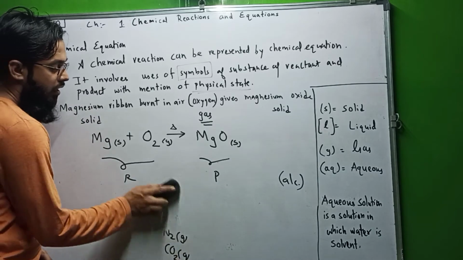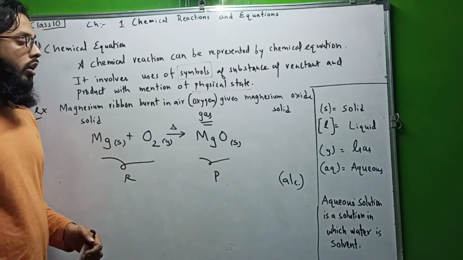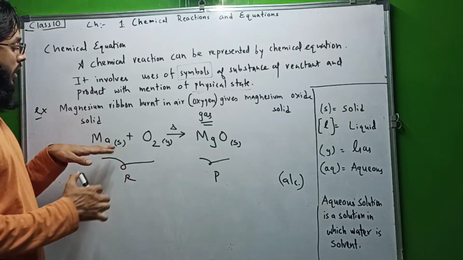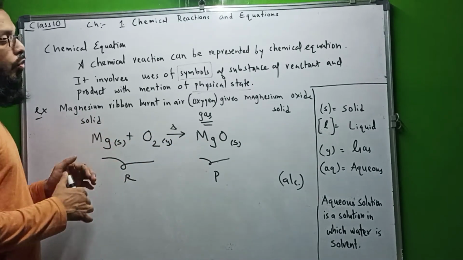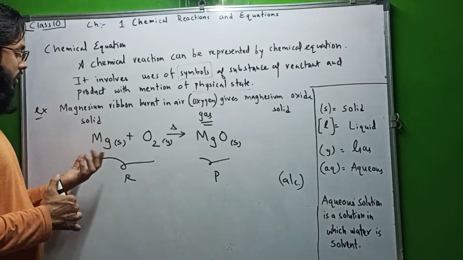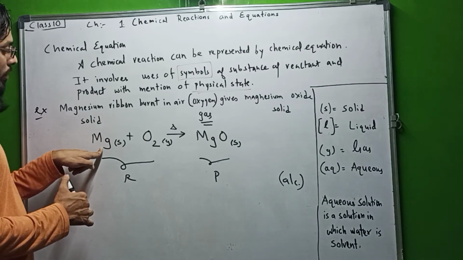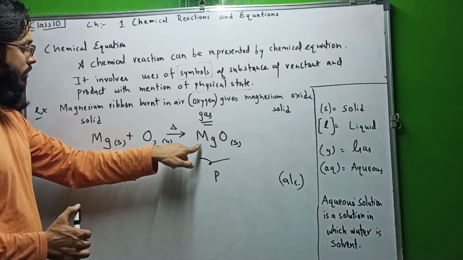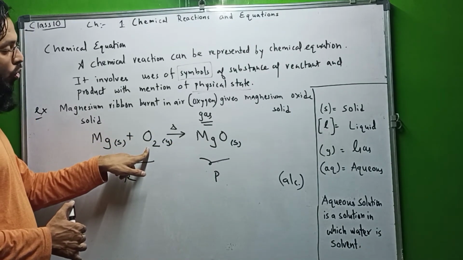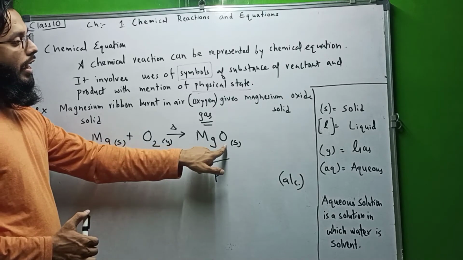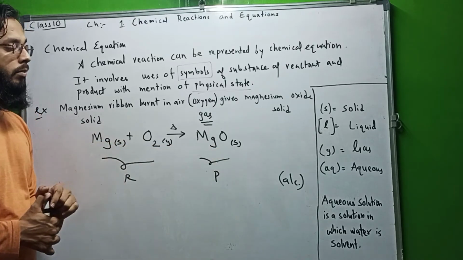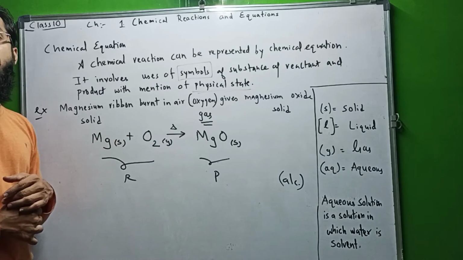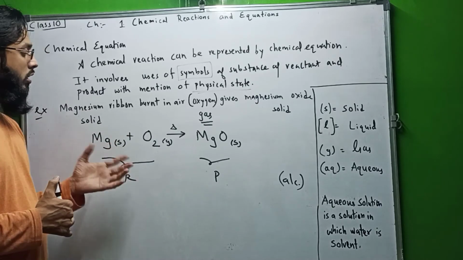Now dear students, there is a topic called balanced equation. This is only a chemical equation. When you talk about a balanced chemical equation, let's see. Here there is one magnesium atom. Here we have O2, so there are two oxygen atoms. And here there is only one oxygen atom. So this is actually an unbalanced equation.